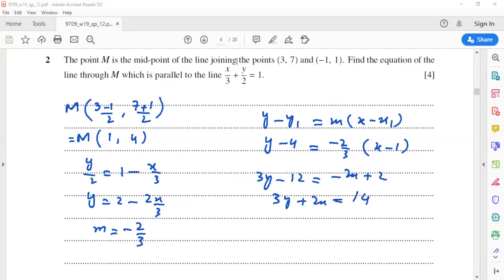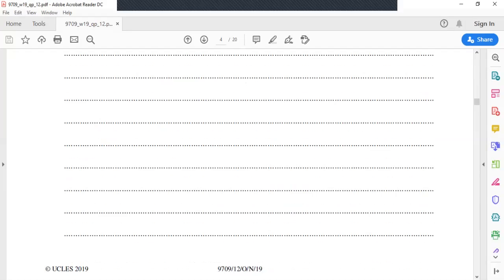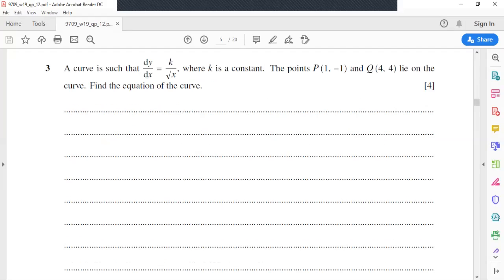Now let's go to the third one, and the third one is here. Okay, this seems to be the integration question. Yes, it is so. So let's integrate this first.